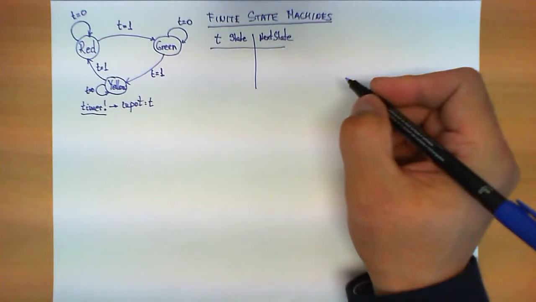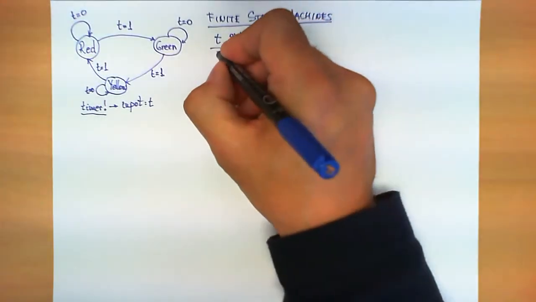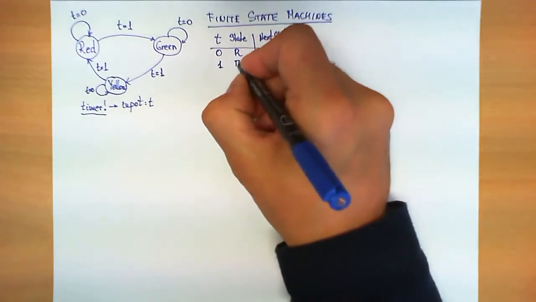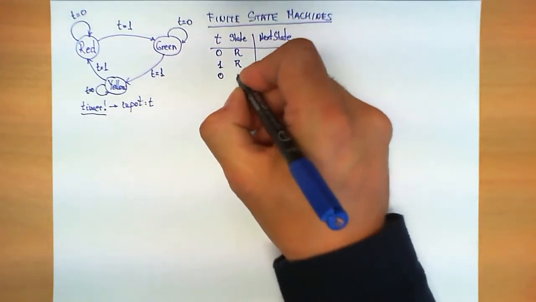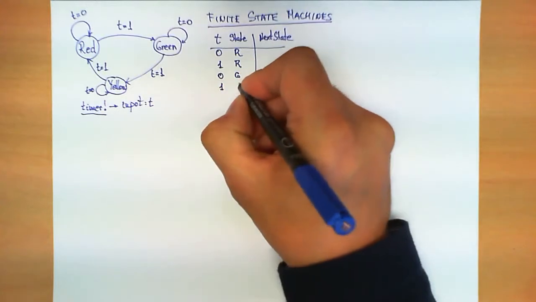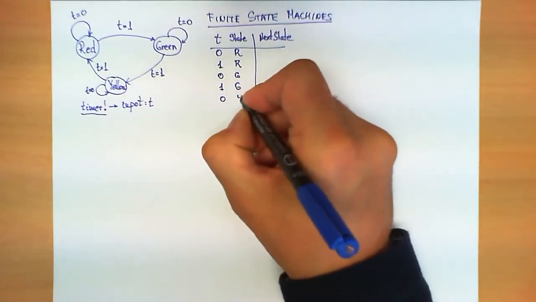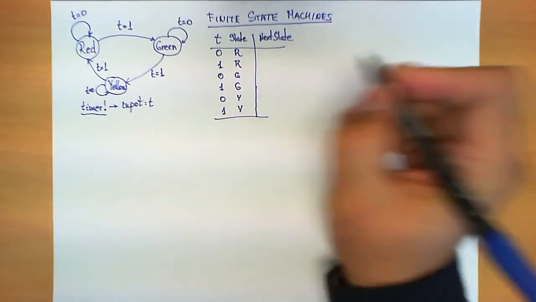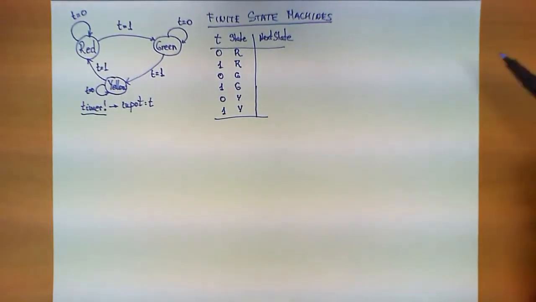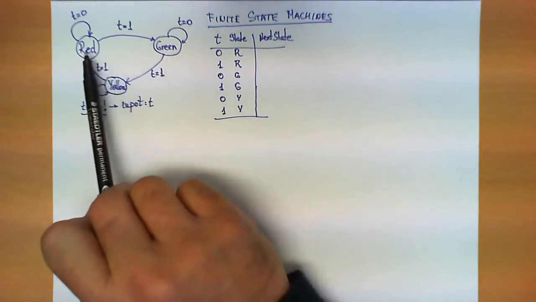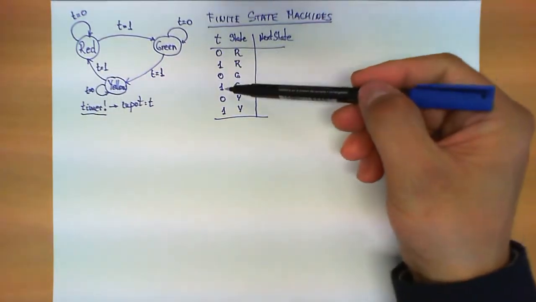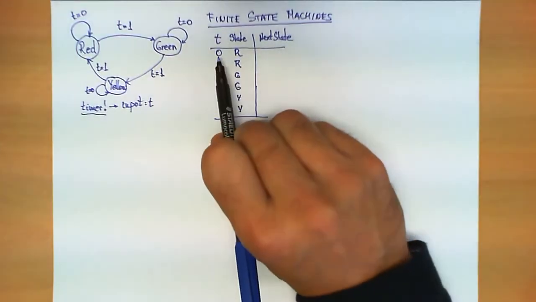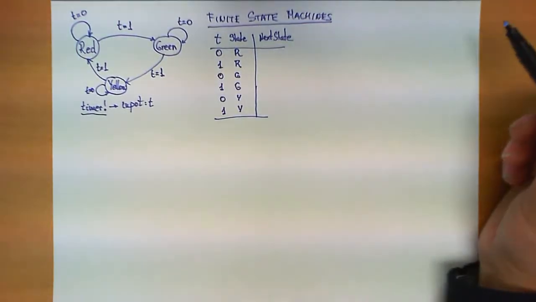And in this case, we have 6 combinations. T is 0 and we are at a red state, t is 1 and we are at a red state, t is 0 and we are in green, 1 and we are in green, and 0 and we are in yellow, and 1 and we are in yellow. So these are the 6 possible combinations we have between the states, which are red, green and yellow, and the possibility of 2 values in the input. Now the next state, we can write it for each of the combinations.